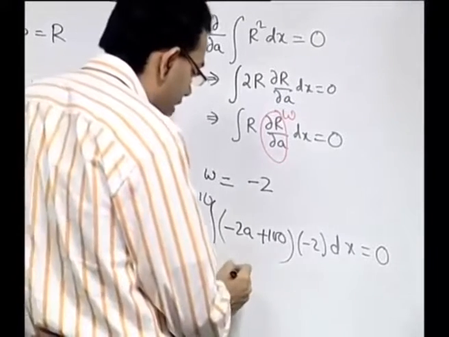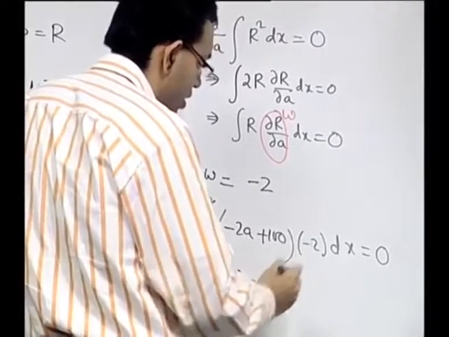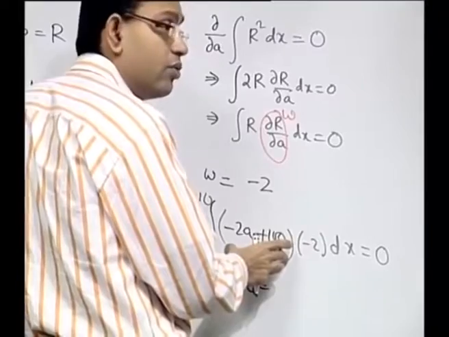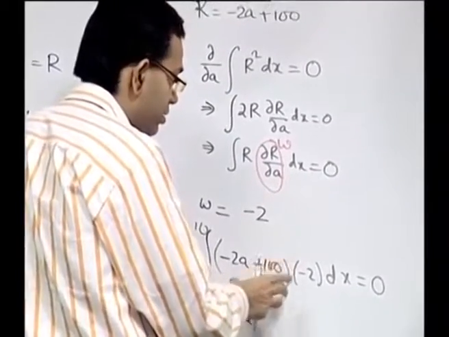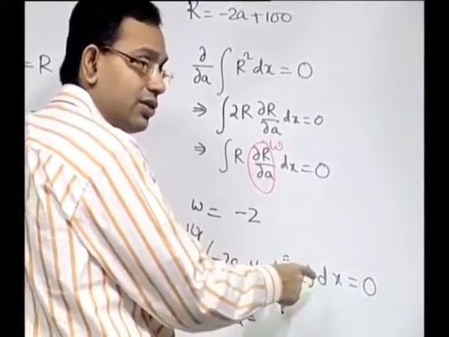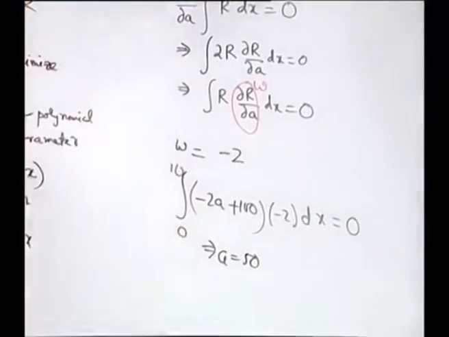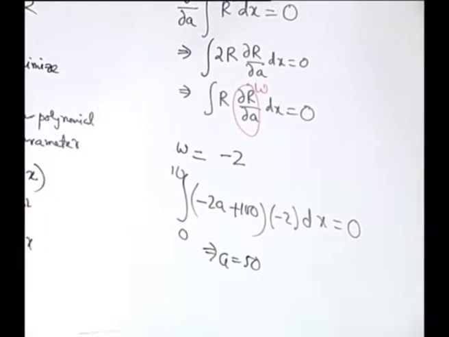So, from here what is the value of a? So, minus 2a plus 100 will be equal to 0, that is the coefficient, because the integrand itself is not 0. So, that means a is equal to 50. Okay. So, we get one method as the least square method.